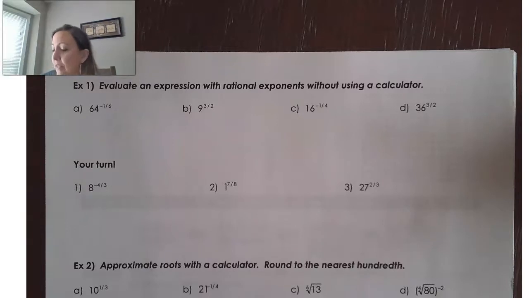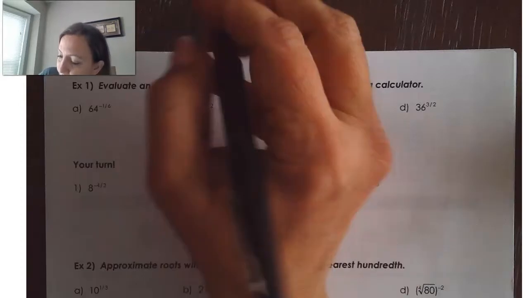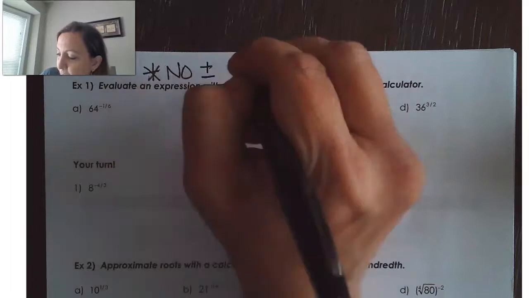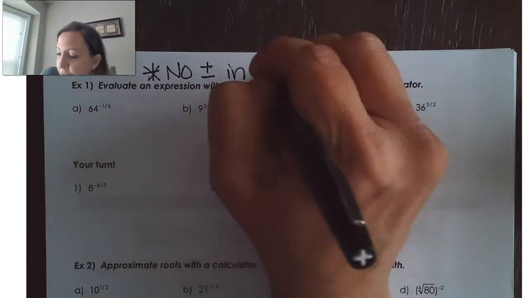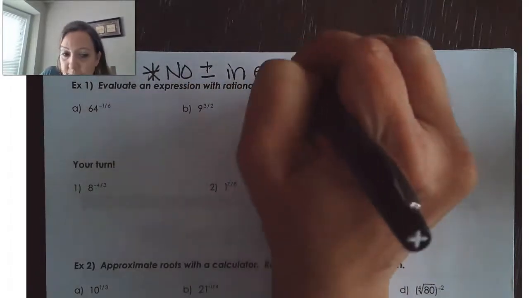So let's do the steps that we did in the last sample in this example 1. This wants us to evaluate without using a calculator. But you can use the power chart, and you'll be able to use that on quizzes and stuff like that. I'm just going to make a note up here, no plus or minus in expressions. I've seen students do that a lot and I just want to make sure that it's clear that that's not a thing.